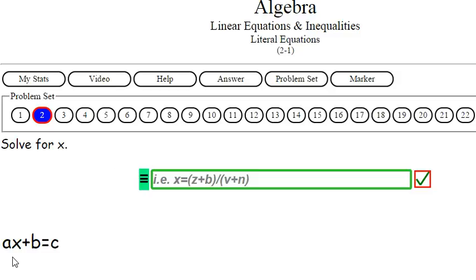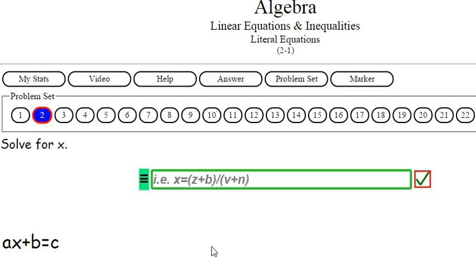Okay, so this is what we got going on here. We've got ax plus b is equal to c. Now let me just say, this is not the answer, but this gives you an idea of what the form should be when you type it in there. However, the order of which these variables are in here, this thing's only programmed for only one possibility. There's a lot of different possibilities.